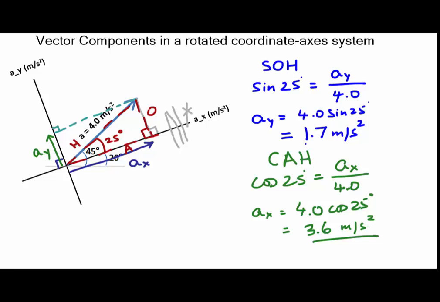So here are my answers for the x component, 3.6 meters per second squared, and y component, 1.7 meters per second squared. Before we call this done, let's just look at our diagram and see if we got the right signs. AY is positive, so let me put a plus there, and AX is also positive, so let me put a plus there just to remind ourselves that we checked the sign, and that's what we got.